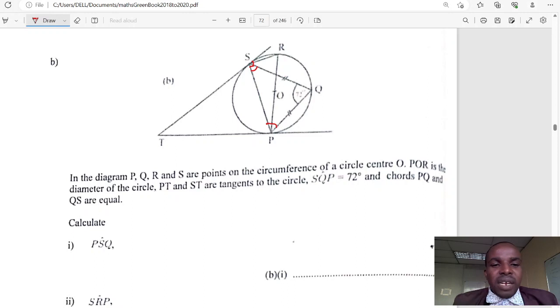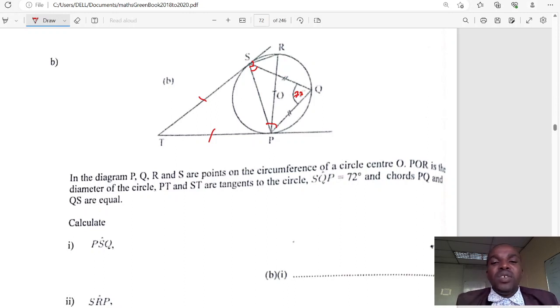Then they said PT and ST are tangents to the circle. Then SQP is 72 degrees, so this angle is 72. Because PQ and QS are equal, and the tangents are also equal, they are the same, which means we have a kite actually. That is TPQS, it's a kite.